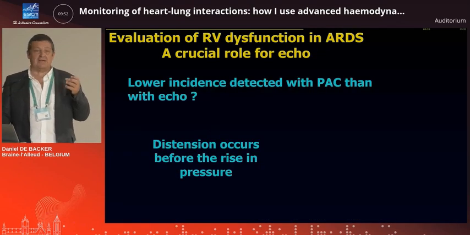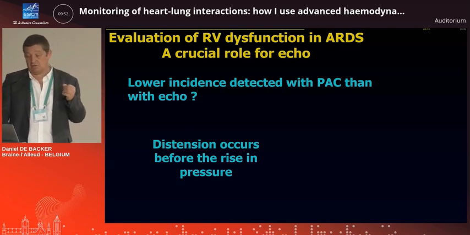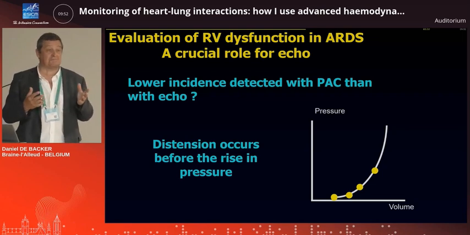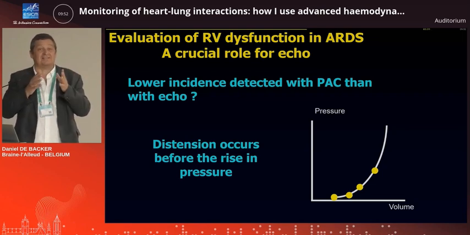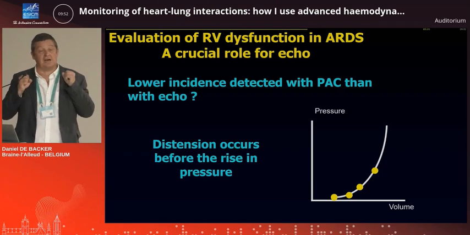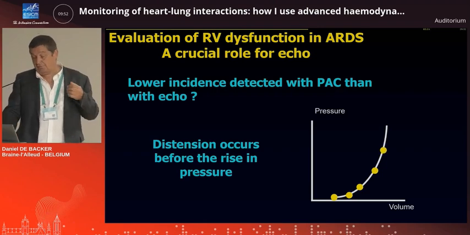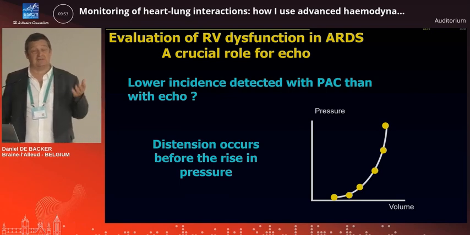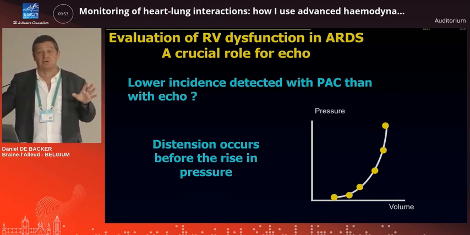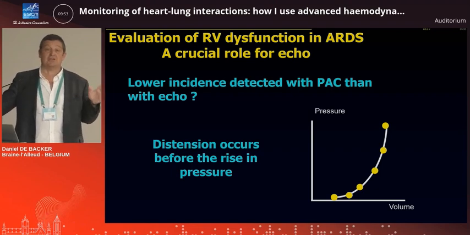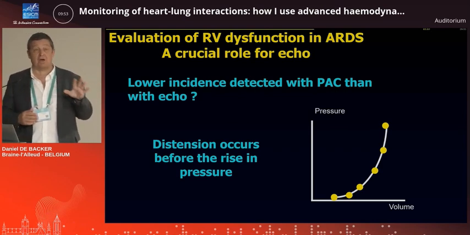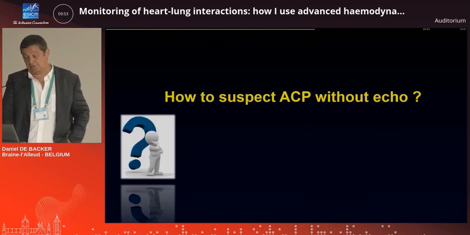Well, it's really clear. I mean, distension occurs before the rise in pressure. So when you detect the rise in pressure, the volume of the right heart has already initiated its enlargement. So of course, when you detect it with the PA catheter, it's much more advanced than when you detect it with echo. So probably when you see it in the echo, sometimes you just need to be cautious and not need any other intervention. When you see it with a PA catheter, probably you need to intervene in these kinds of patients.